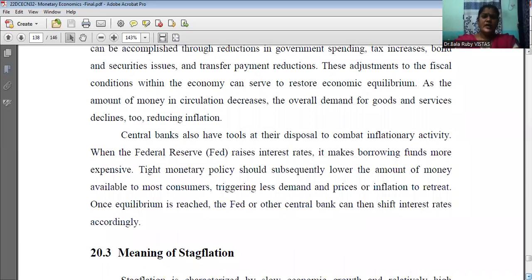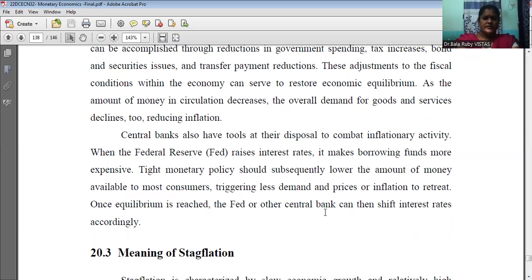Central banks also have tools at their disposal to combat inflationary activity. When the Federal Reserve raises interest rates, it makes borrowing funds more expensive. Tight monetary policy should substantially lower the amount of money available to most consumers, triggering less demand, and prices or inflation to retreat. Once equilibrium is reached, the Fed or other central bank can then shift interest rates accordingly.